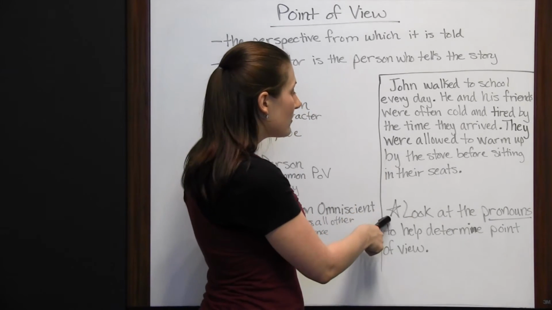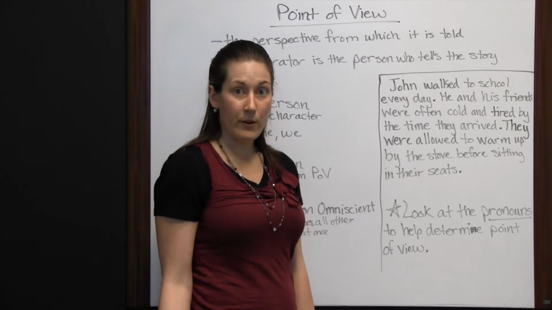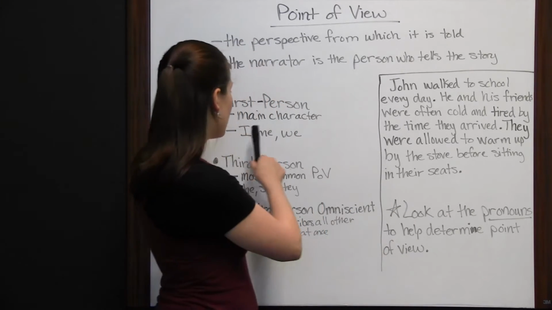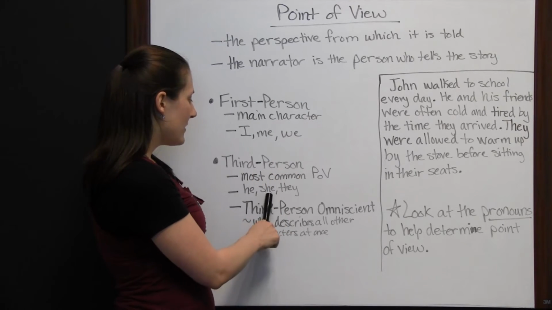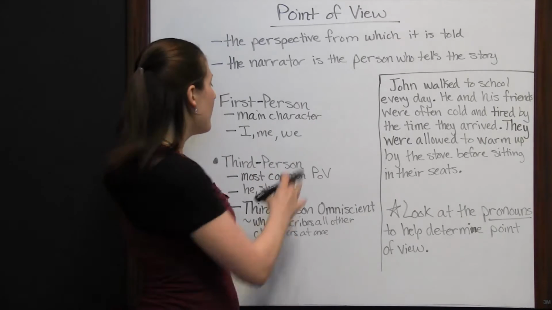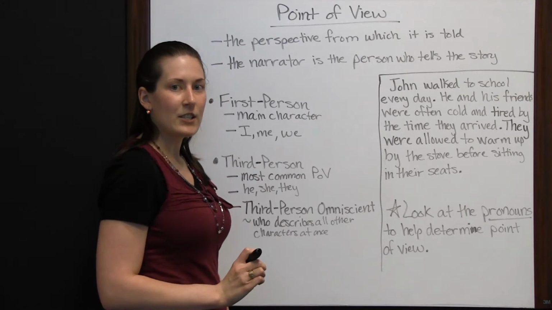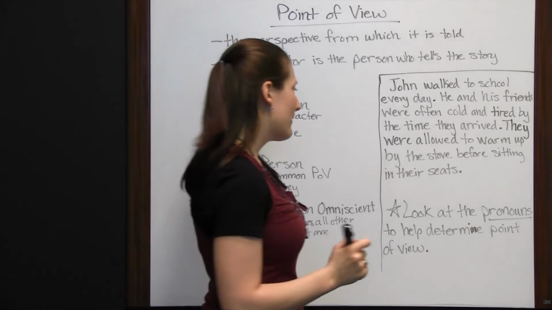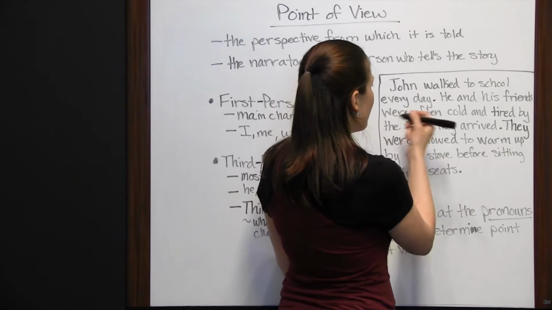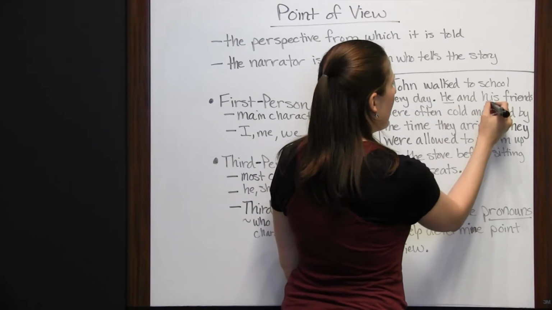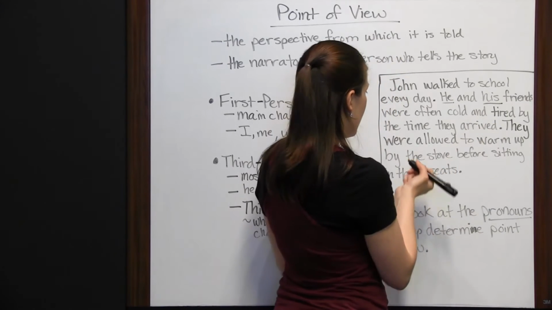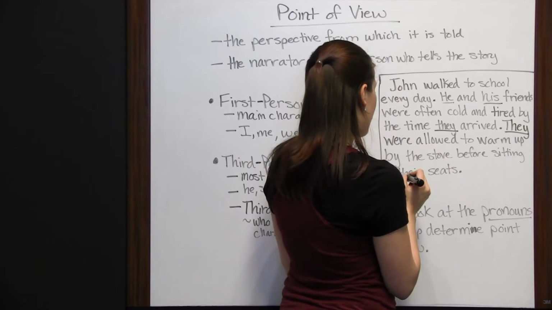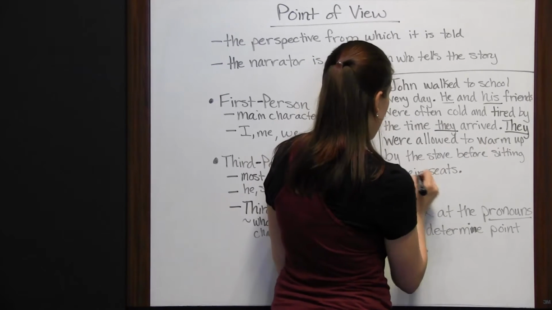In this passage, let's look at the pronouns to help determine the point of view. And your pronouns are going to be words that take the place of nouns, such as I, me, we, he, she, they, it, you. But these are going to be the ones that are really going to set you off as markers to let you know if it's a first person or third person narrator that you're listening to. So looking through this, we have he and his friends. By the time they arrived, they were allowed to warm up by the stove before sitting in their seats.